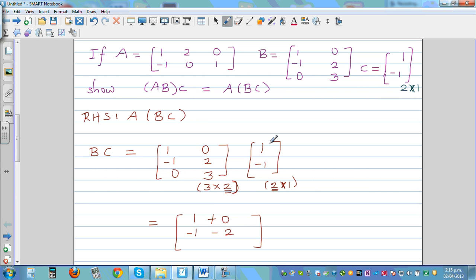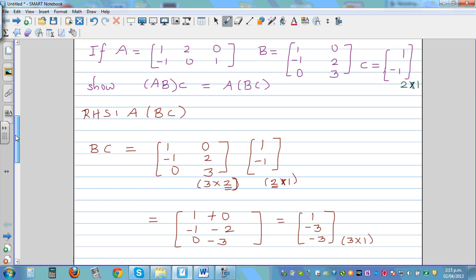Third row, first column, only one column. That is 0 minus 3. So this is a 3 by 1 matrix, which is 1, negative 3, negative 3. It's good practice to write the dimension. You've got 3 rows, 1 column, so this is a 3 by 1 matrix.